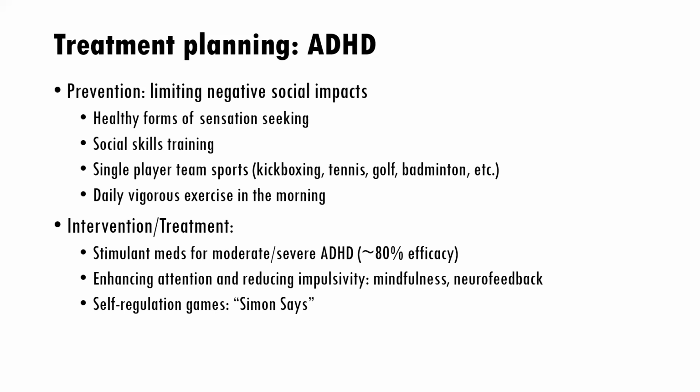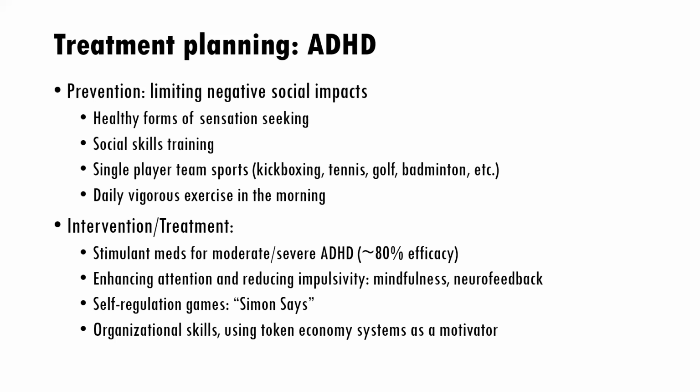Self-regulation games can be helpful to start practicing impulse control, such as Simon says, with young children. Token economy systems can be very helpful for children to feel like they're working towards something positive, right? Rather than just getting punished for forgetfulness, for example. So it helps them to build organizational skills.